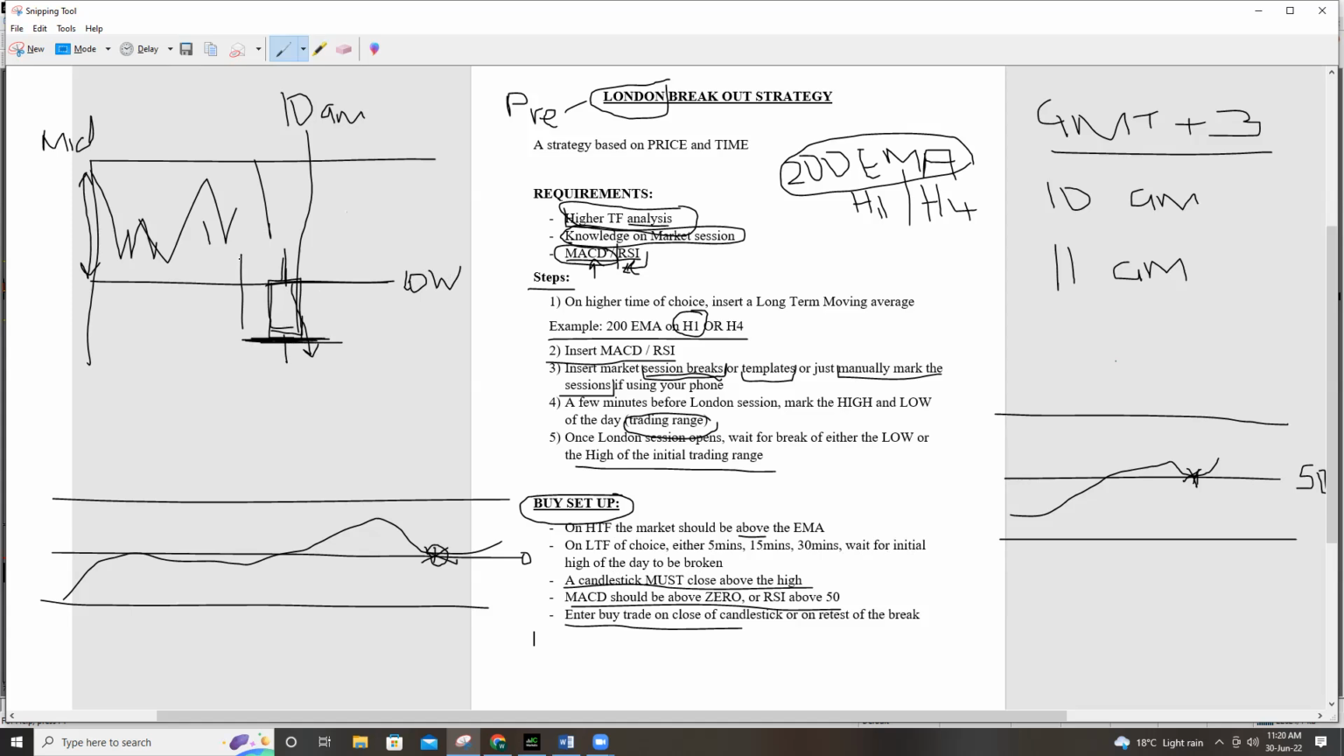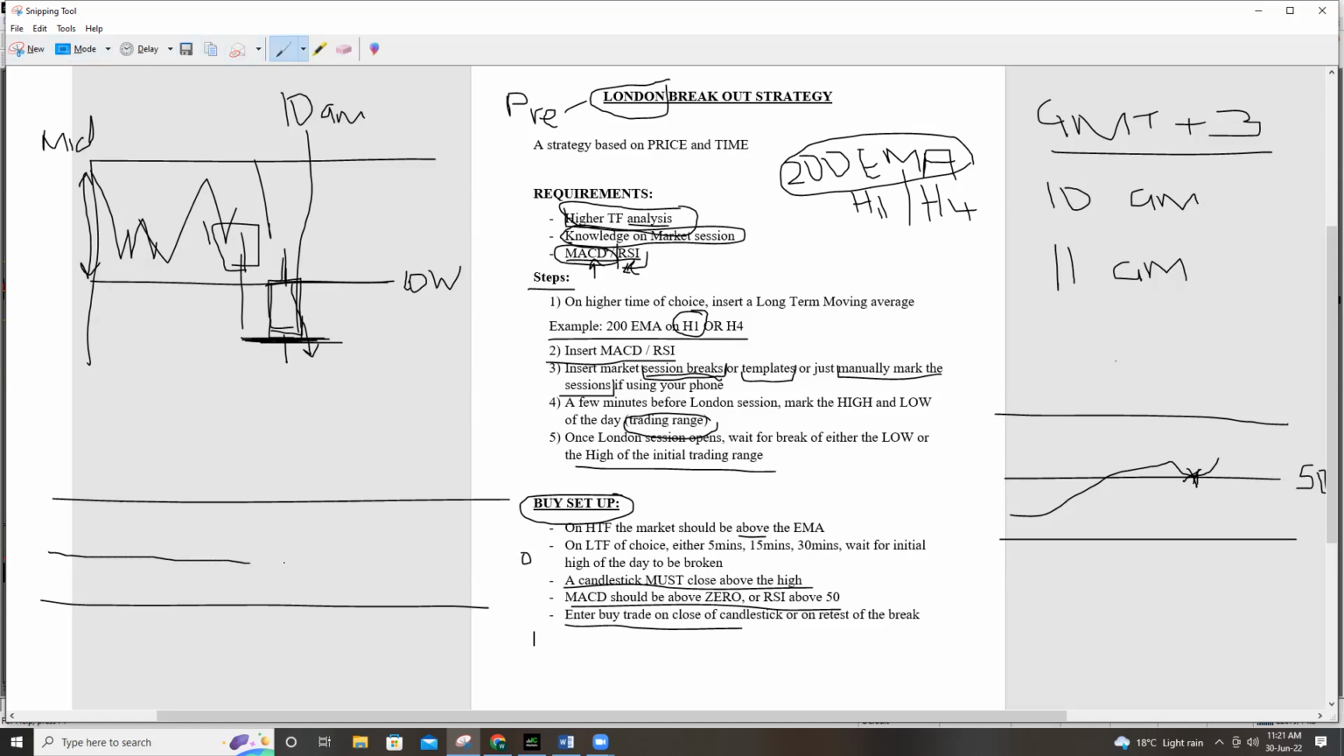Kindly don't get yourself wicked. If it closes like this, it may still work out, but it's not higher probability. It's always good if the body of the candlestick is outside that trading range. So the candlestick must close below the low of that trading range. Then this MACD should be, now this should be below. Okay, for the buy, it was above.